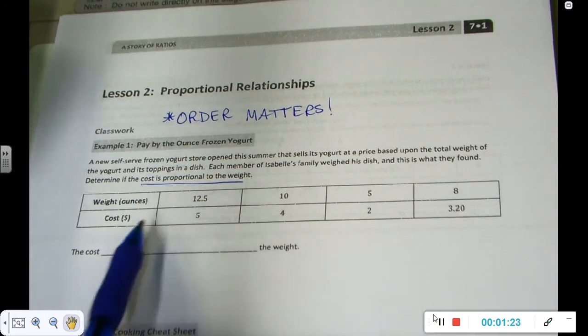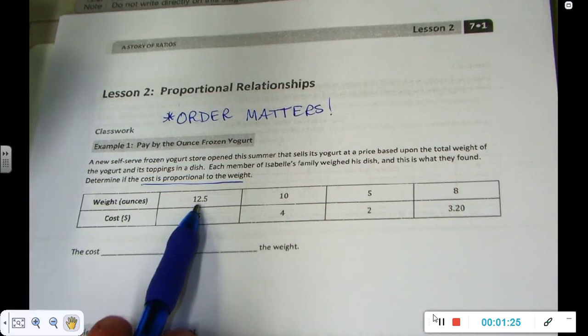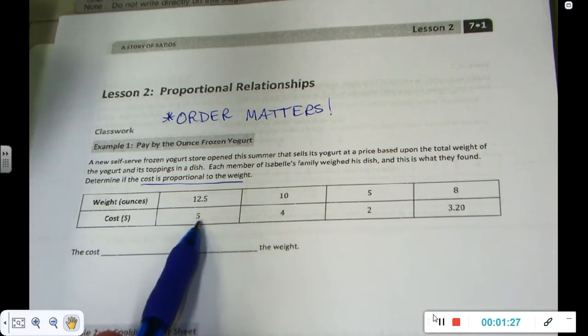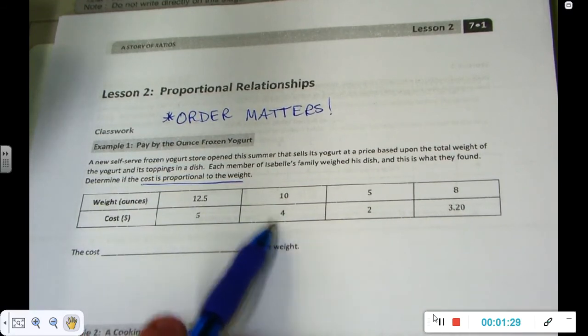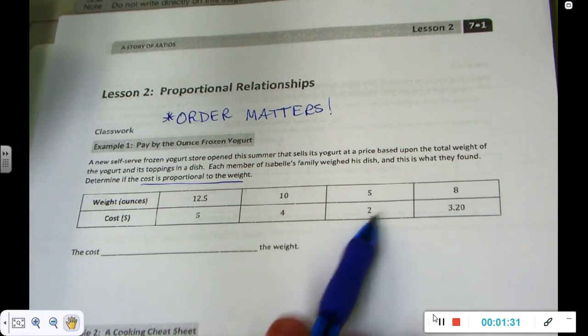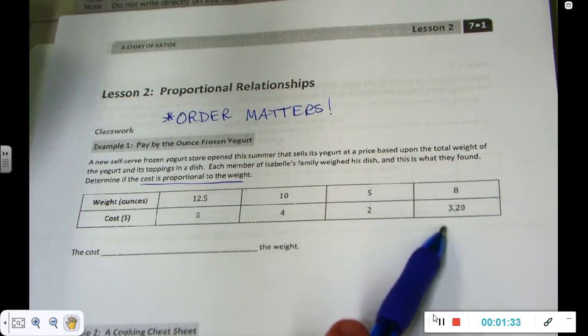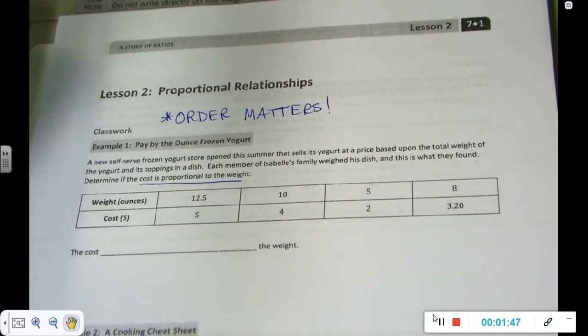So they discovered that if it was 12.5 ounces, it cost them $5. A 10-ounce dish costs $4. A 5-ounce dish costs $2, and an 8-ounce dish costs $3.20. So again, we want to know if the cost is proportional to the weight. In order to do that, we have to check each and every one of these and make sure that we get that same unit rate every single time.